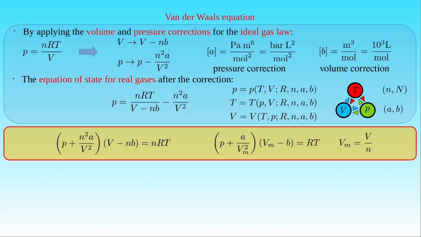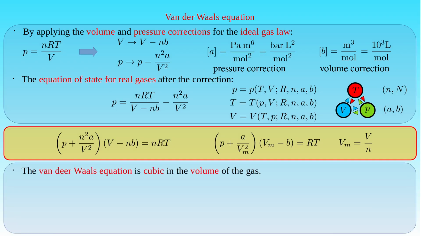If we multiply the van der Waals equation by the square of the volume V, we immediately see that it is cubic in the volume of the gas, as opposed to the ideal gas law which is linear in V. Then we expect that the van der Waals equation with its two constants specific to the type of the gas describes the behavior of real gases better than the ideal gas law.